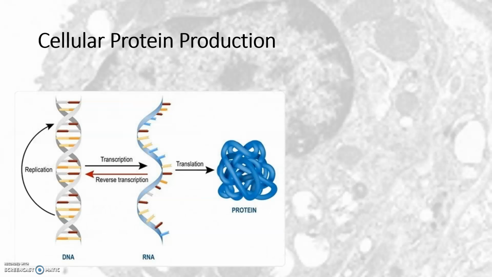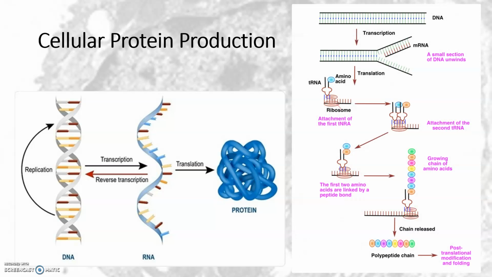So this is the general layout of protein production. The code is stored in DNA within the nucleus. It's then transcribed to RNA, which is then used to assemble amino acids into protein.